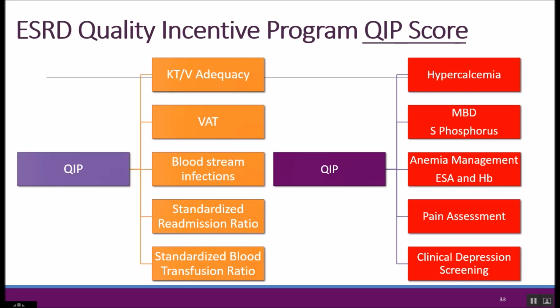So the quality incentive program scoring is based on multiple factors put together for one patient to assess his current disease condition and how much care you are providing to your patients, not only from the adequacy point of view regarding the Kt/V, but also the vascular access type and other parameters are important as adequacy parameters.